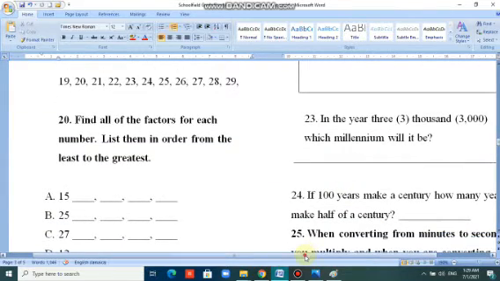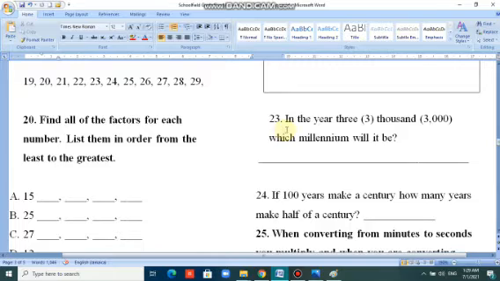All right, next one. It says 23. In the year 3000, which millennium will it be? If a millennium is 1,000 years, then in the year 3000, which millennium will it be? Because we are living now, we are in 2000 now, 2021 to be exact. Thank you, Jesus, to see another new year.